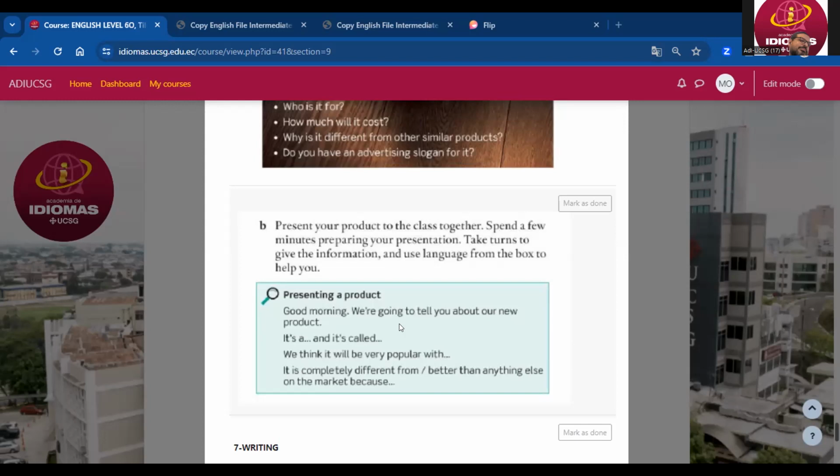Here, this one is just some of the phrases that you can use. Good morning, we're going to tell you about our new product. It's a... and it's called... We think it will be very popular with... It is completely different from or better than anything else on the market because... Similar phrases you can use for a presentation of your product.